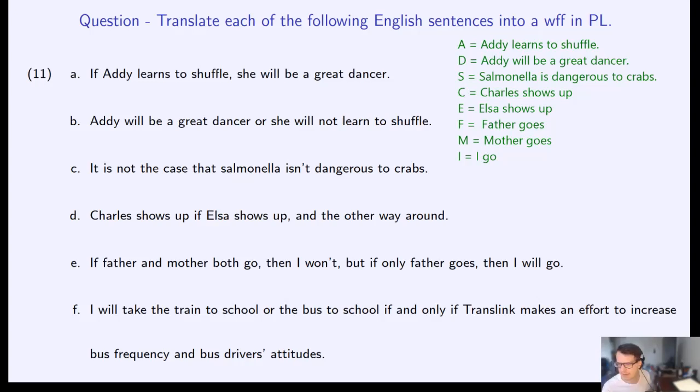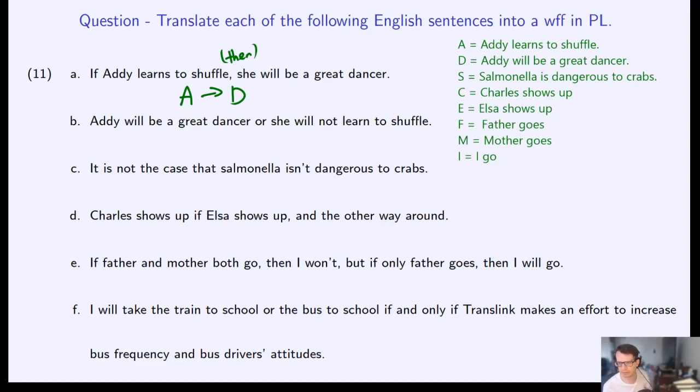So I used A for Addie learns to shuffle, just because S I'm using for salmonella. So if Addie learns to shuffle, there's a hidden then here. So this might help you figure out where the arrow goes. So then she will be a great dancer. So if Addie learns to shuffle, then she will be a great dancer. So if A, then D. Or if you did shuffle for S, then if S, then D. Okay.